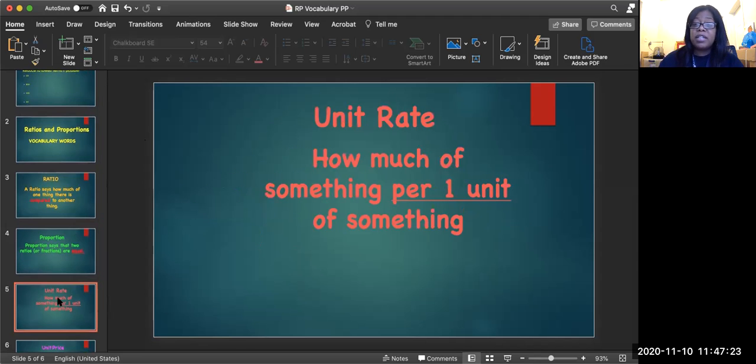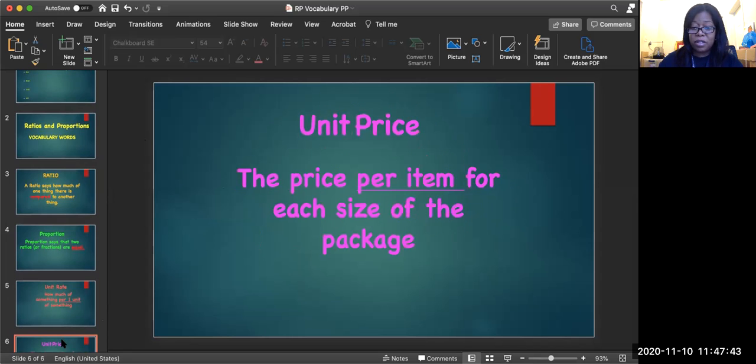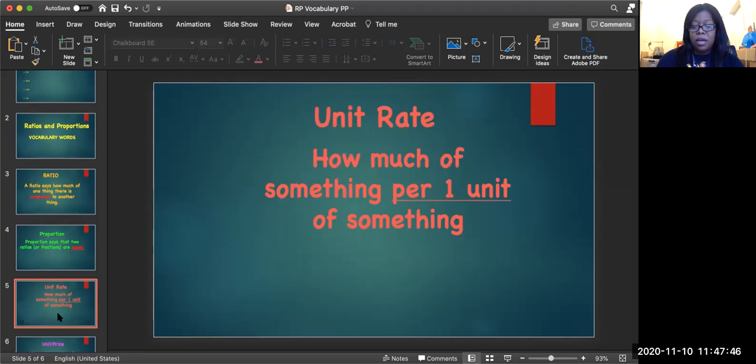Our next word is unit rate. Actually, our next two words, we have unit rate and we also have unit price. Okay. I will give you both and then give you an explanation. Unit rate is how much of something per 1 unit of something. That sounds like a whole lot, right? It's really not. And then we have unit price, which is the price per item for each size of the package. Here's the thing, unit rate and unit price are basically the same thing. The only difference is obviously unit price deals with money. At the end of the day, we are trying to find out the cost of something per unit.